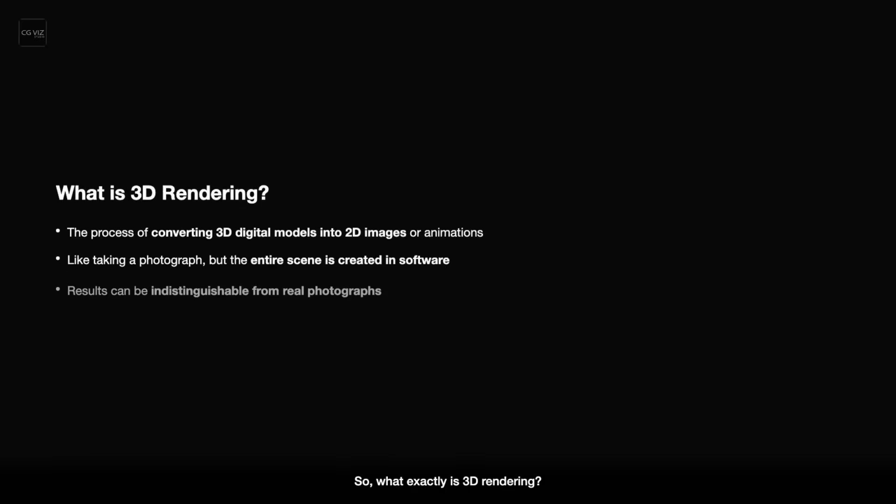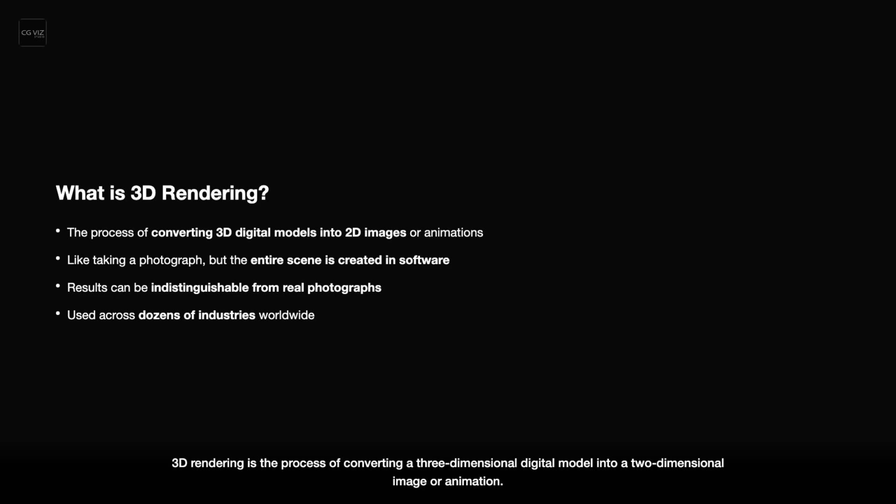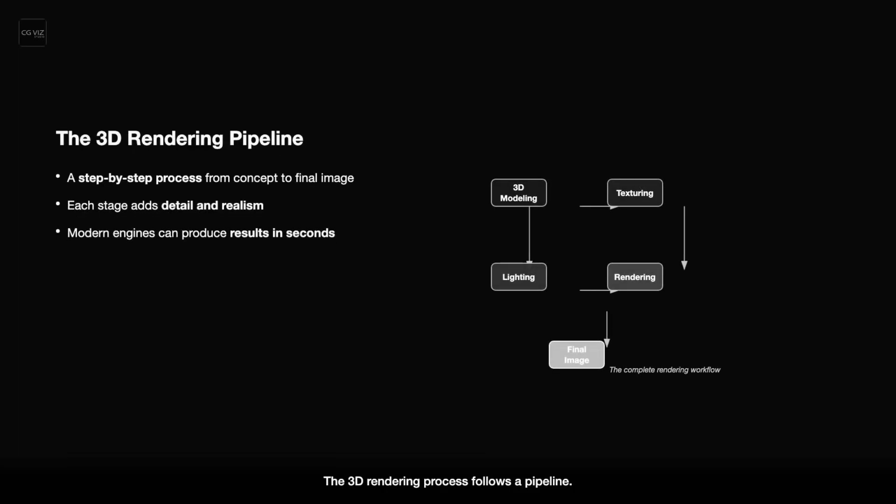So, what exactly is 3D rendering? 3D rendering is the process of converting a three-dimensional digital model into a two-dimensional image or animation. Think of it like taking a photograph, but instead of a camera and a real scene, you are using software to create the entire image from scratch. The result can be so realistic that it is often impossible to tell the difference between a render and an actual photograph.